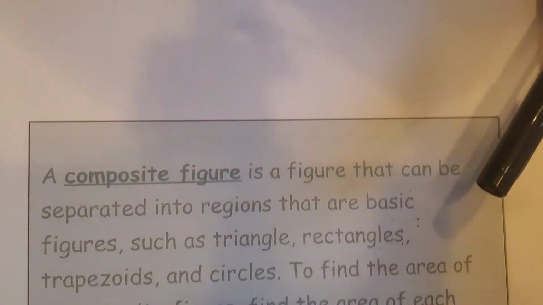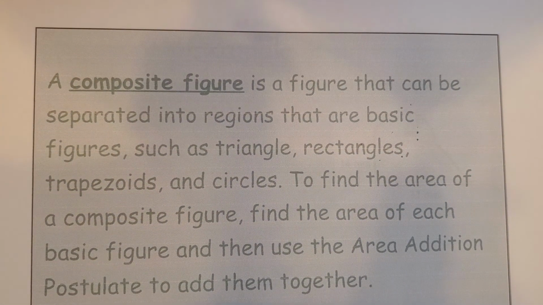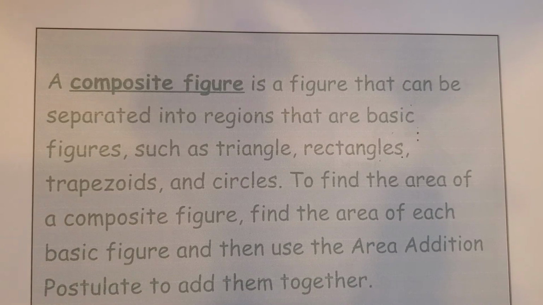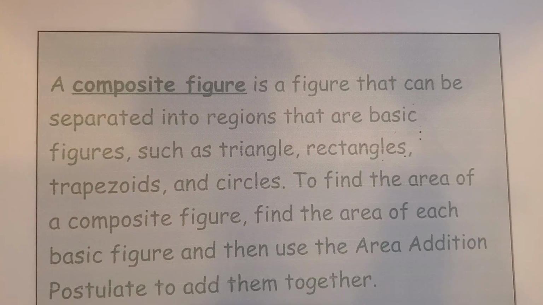This is probably going to be a really long video because there are 2 big things that we're talking about. A composite figure, I think, is going to be a lot more straightforward. A composite figure is a figure that can be separated into regions that are basic figures, such as triangles, rectangles, trapezoids, and circles. To find the area of a composite figure, find the area of each basic figure, and then use the area addition postulate to add them together. So basically, you are just finding the area of each piece and then adding them all up.